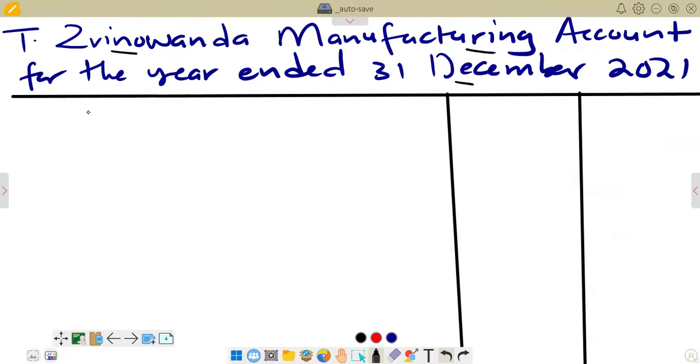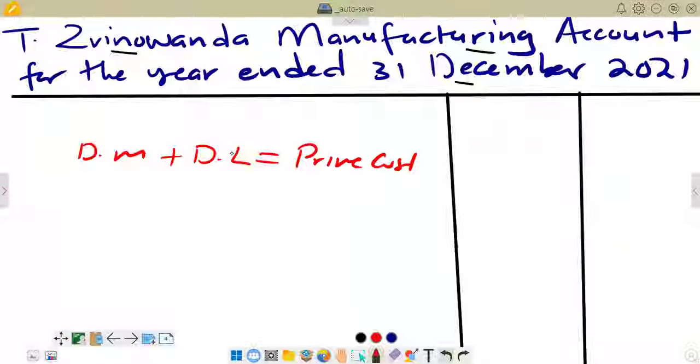In our manufacturing account, remember, we are supposed to start by calculating the cost of the direct materials. We are supposed to first of all indicate the calculation of our prime cost, whereby we say our direct materials, and then we add our direct labor, and then we get our prime cost. So this is what we are supposed to show at the beginning of our manufacturing account.